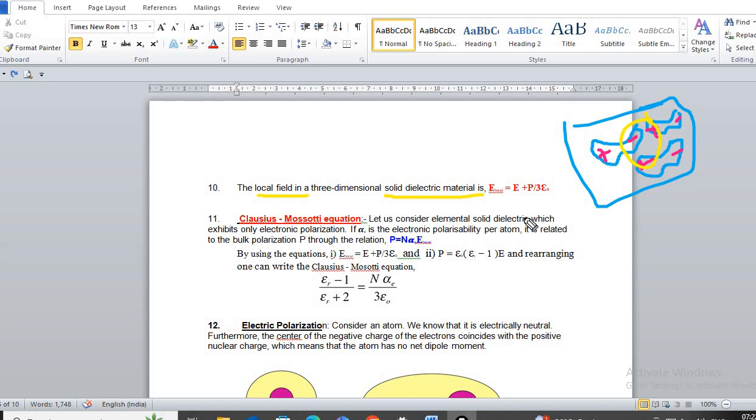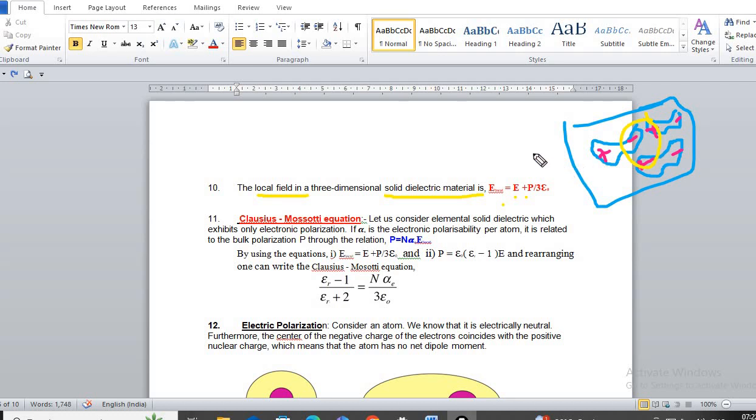So the local field is almost absent. It's negligibly small, you can consider. But in case of solid material, the local field is sufficiently large. So that's why it is observed that the local field is the effect of external field plus P divided by 3 epsilon 0. So 1/3 of the polarization is also included in the local field region.